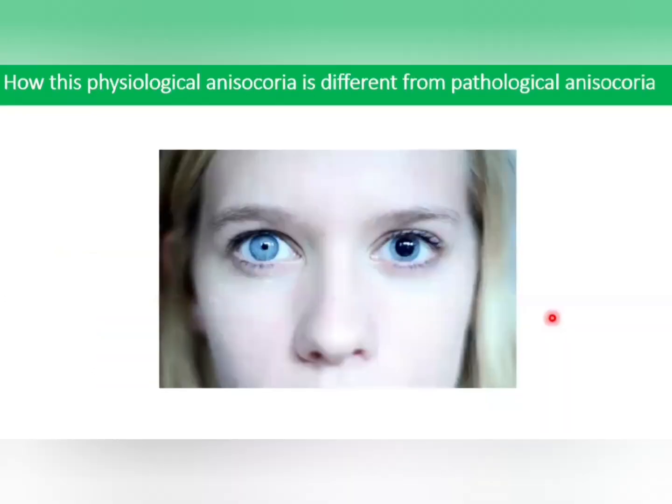Okay, and here the most common question that everyone asks is how to know whether it is physiological anisocoria or pathological anisocoria. So let's talk about physiological anisocoria first. What is it actually? It is a slight difference in pupil size that is normal for many people. As I told you, about 20% of people have this variation. In physiological anisocoria, you will see a slight difference, less than 1 mm, in pupil size between the two eyes.